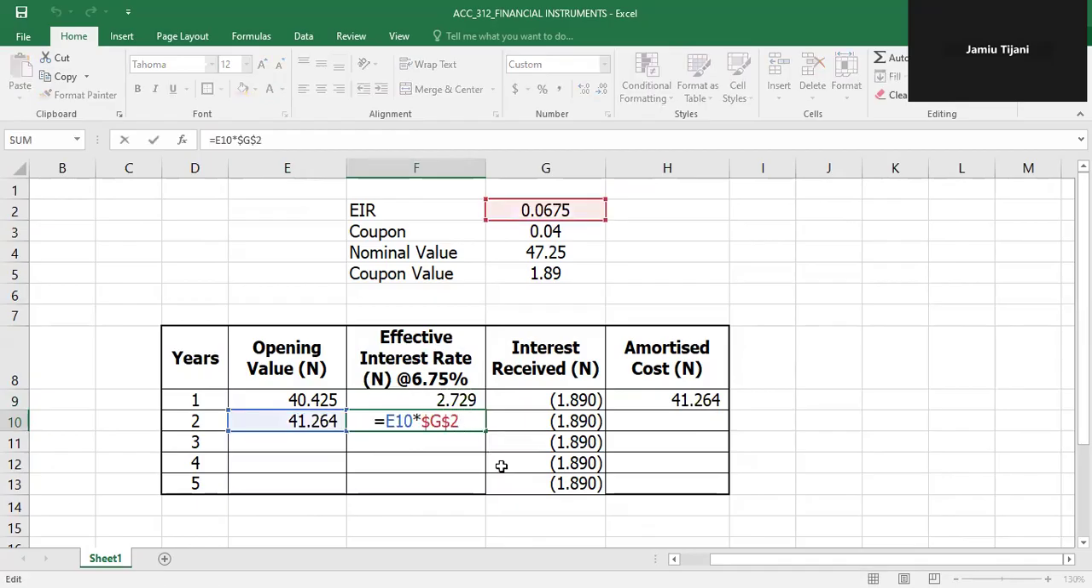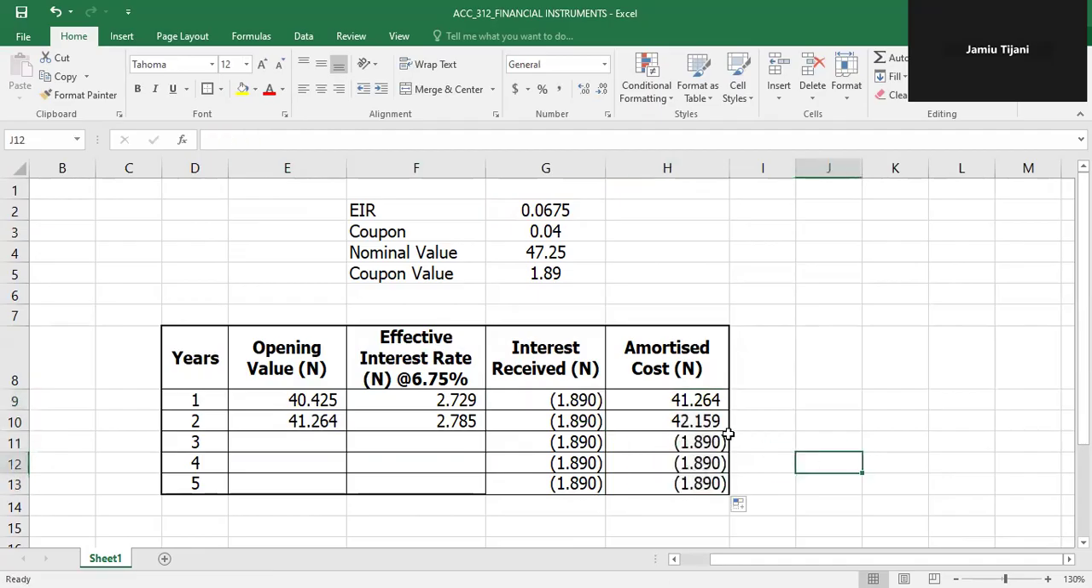Look at what I've done. It's now applying 0.0675 on 41.265. That is what you have. I'm just going to come here and drag down. Once I drag down, for this year two, you can see what it has done. The opening value, add effective interest rate, less interest received. So this becomes the amortized cost.